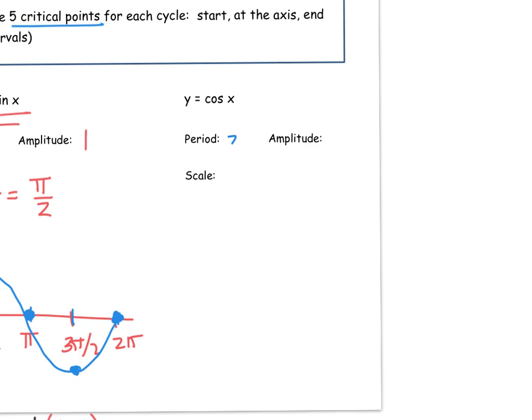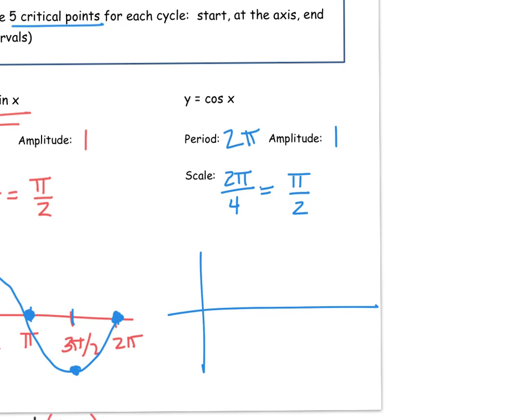So our period is still 2 pi, amplitude 1. For our scale, we take our 2 pi divided by 4, which is pi over 2. So my amplitude is 1 and negative 1. And then I have my pi over 2, my pi, my 3 pi over 2, and 2 pi.